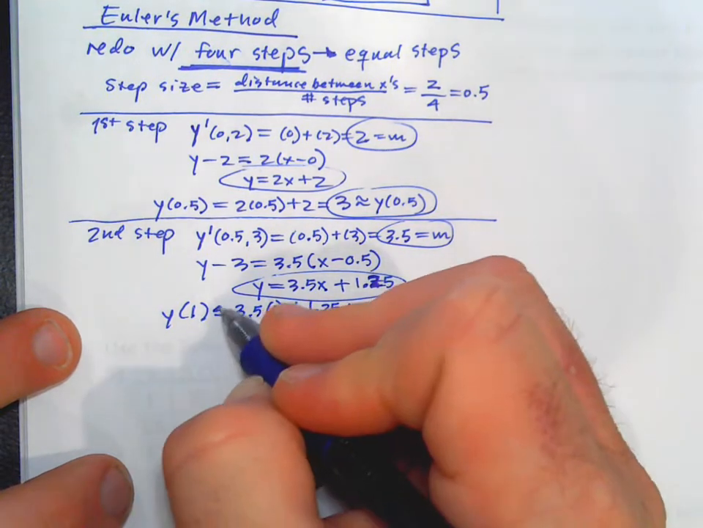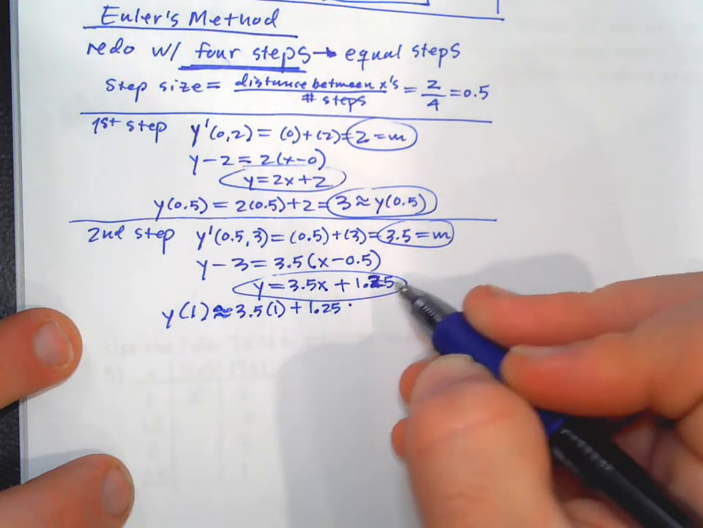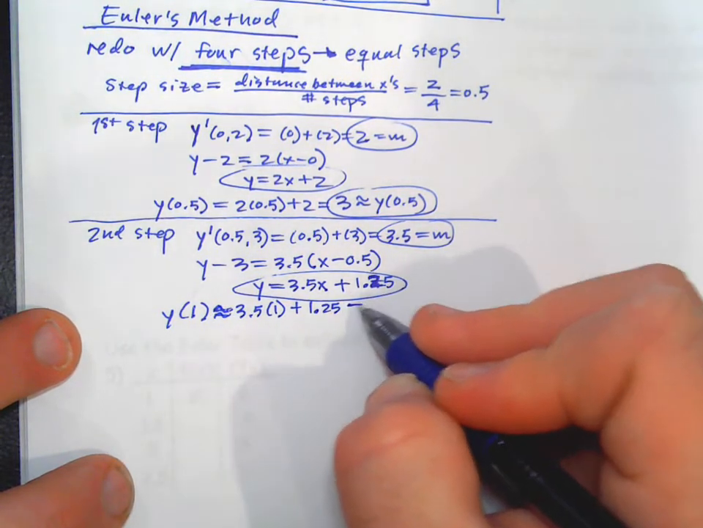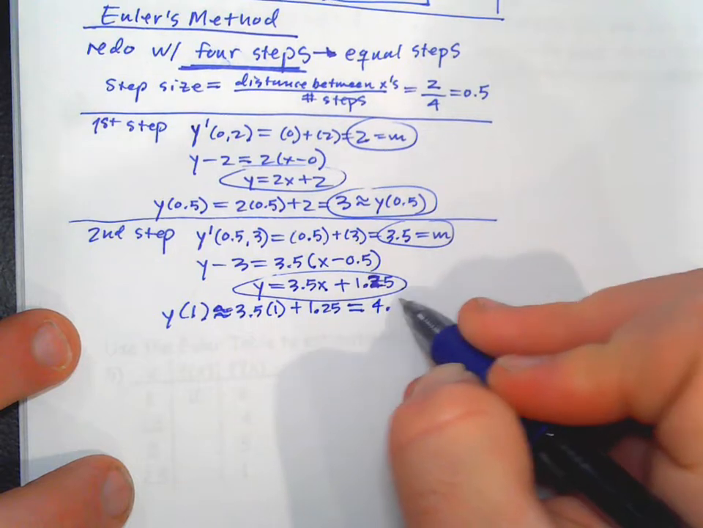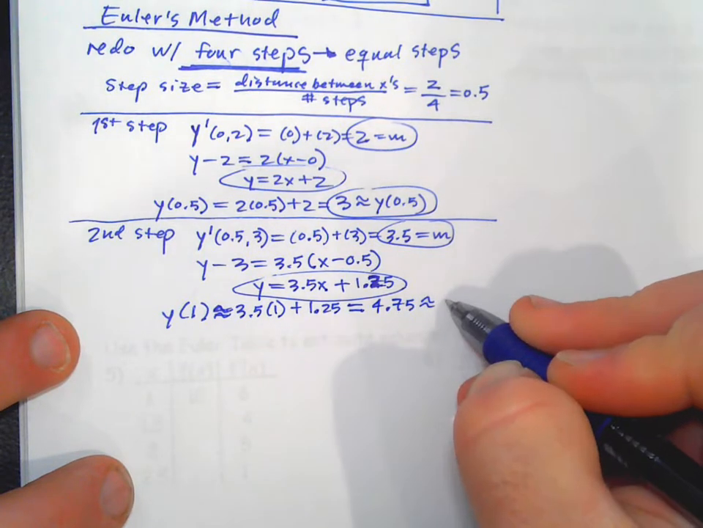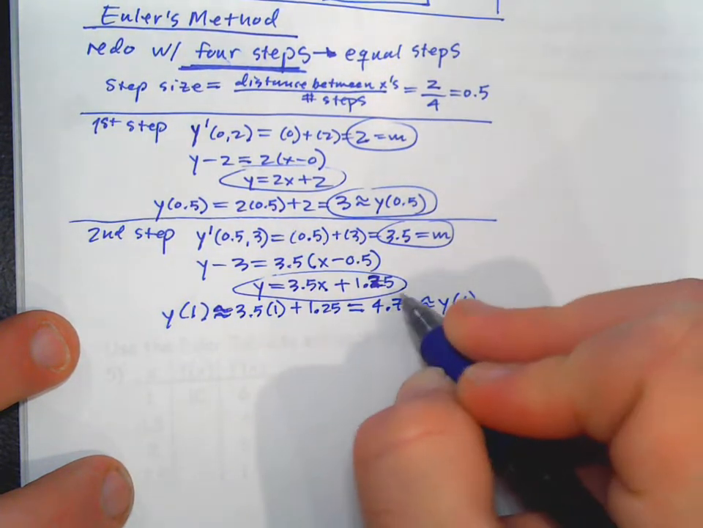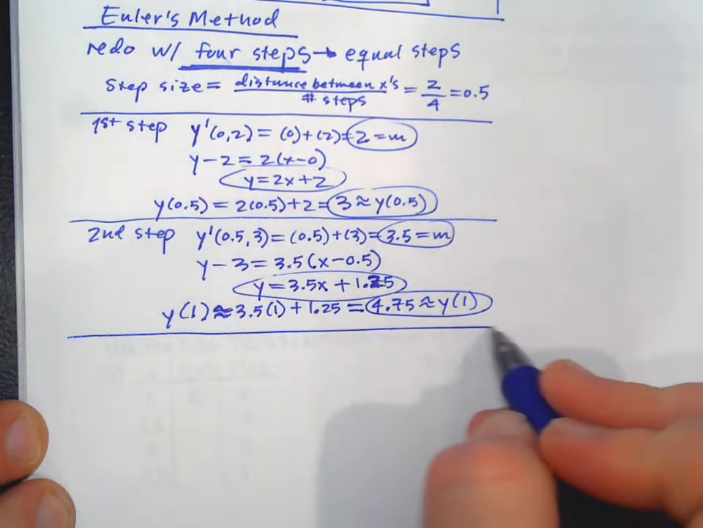And this is an estimate, by the way. This is just a tangent line estimate. So it's going to be 4.75 is the estimate for y1. Okay, and then we're going to do it again.